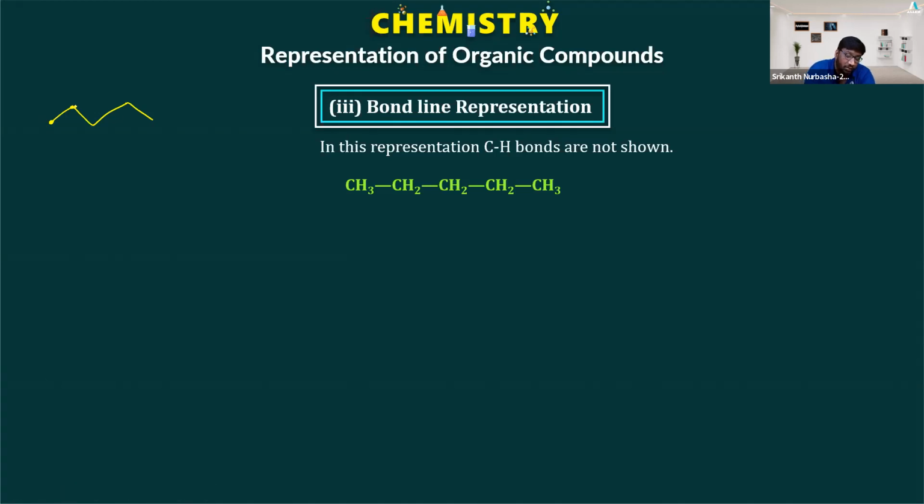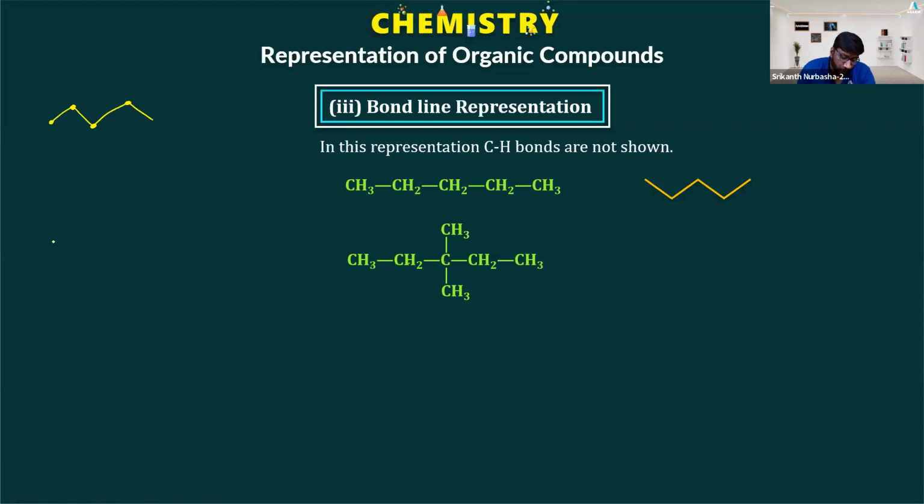Look at the second carbon. This carbon is already connected with 2 carbon-carbon single bonds. That means it should have 2 other CH single bonds. This carbon also has 2 CH bonds. This carbon also has 2 single CH bonds. And this terminal carbon again has 3 CH single bonds. So this is how the structure can be represented.